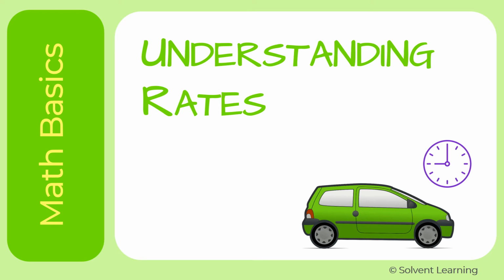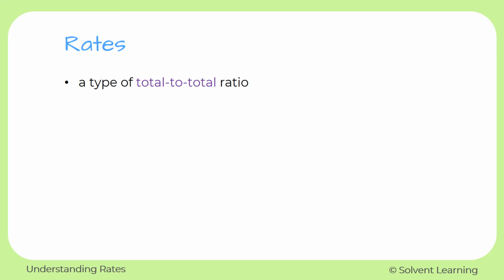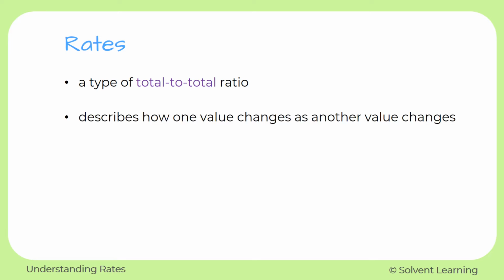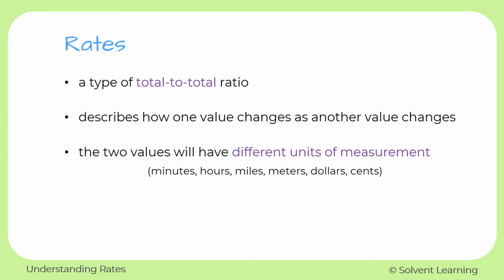In our last lesson, we learned about ratios. Now we're going to learn about a special type of ratios called rates. So a rate is a type of total to total ratio. It describes how one value changes as another value changes. And the two values will be represented with different units of measurement.